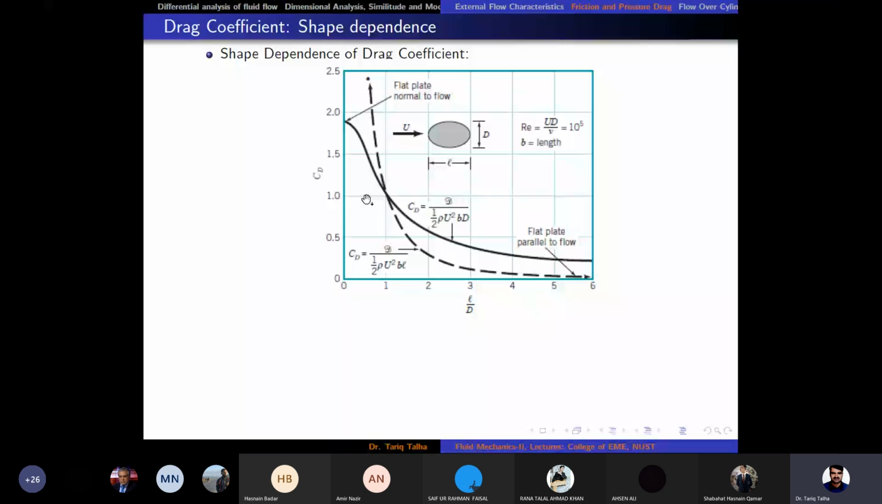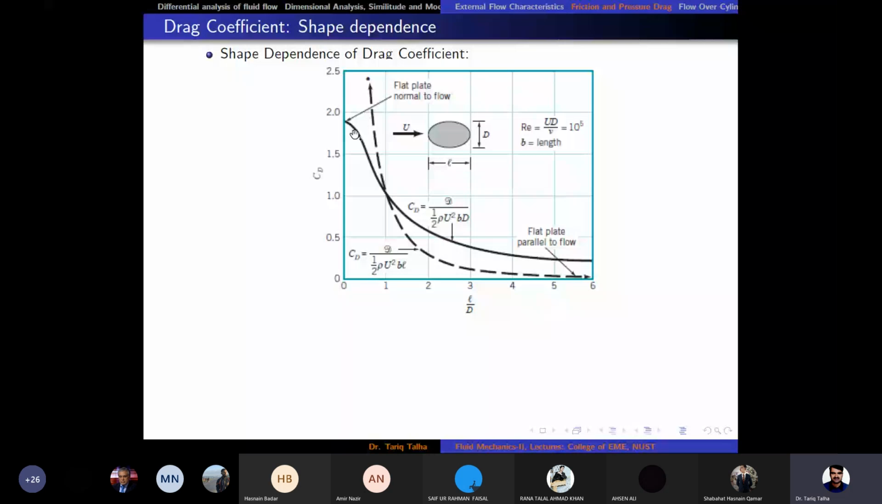So if you see here, when L upon D is 0, what does it mean? That the flat plate is normal to the flow. But as we increase the L upon D ratio, when L upon D is equal to 1, what does it mean? That we are talking about the flow over a cylinder, because in that case this L would also be equal to the diameter, right?